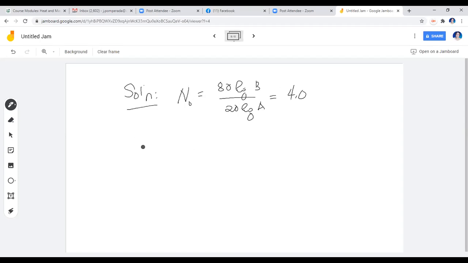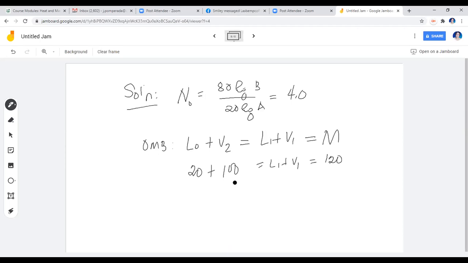Now, if you use overall material balance, it's the same as the other separation processes. You will have L0 plus V2 equated to L1 plus V1, and this would also be your M, your bulk phase M. Now your L0 has only to be in terms of A. We don't account for the inert solid B. So this would be 20, and your V2 is 100 because this is pure solvent. So we have L1 plus B1, and this is equal to 120. So you have an equation of L1 plus B1 equal to 120, which you can use to express L1 in terms of B1. So let's say this is our equation 1.